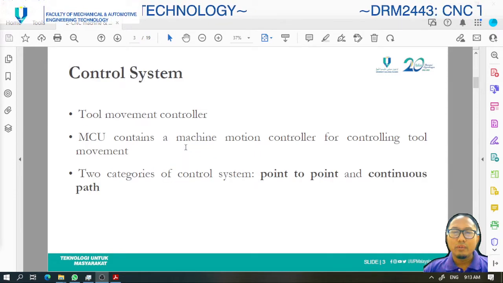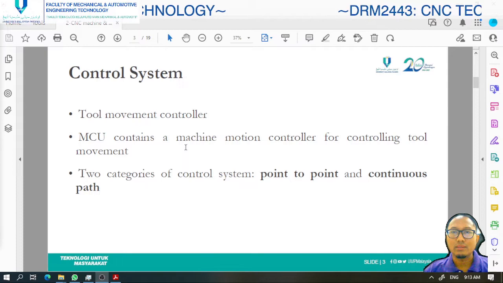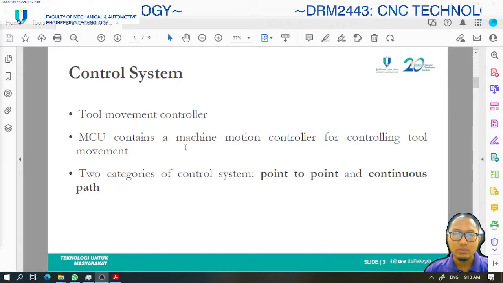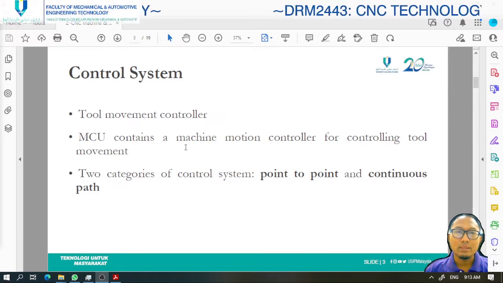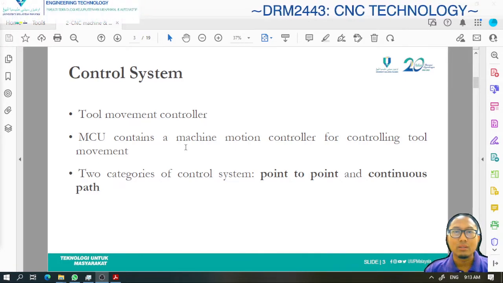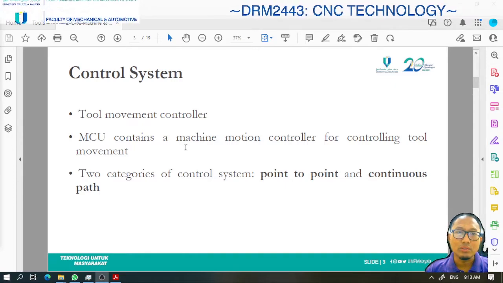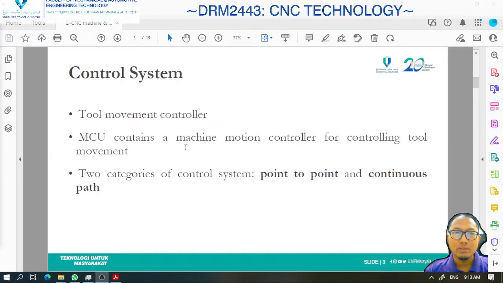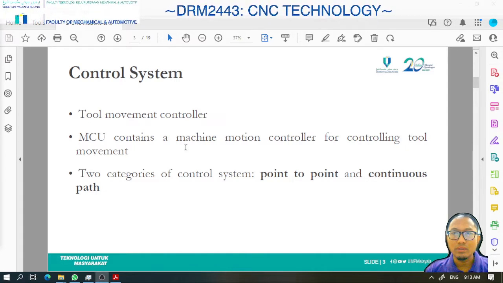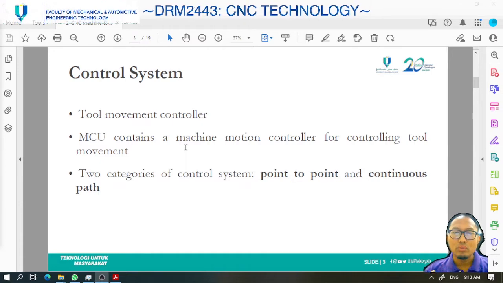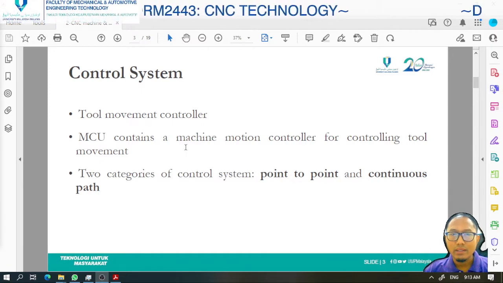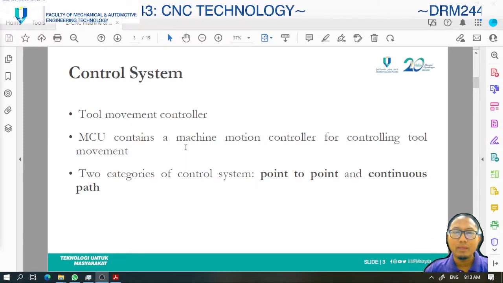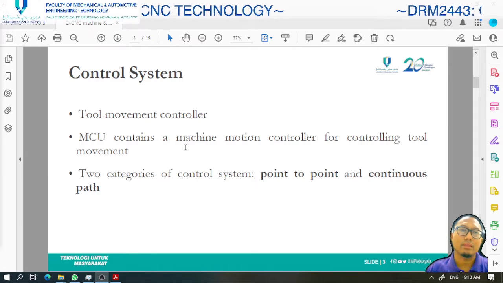For CNC, as the name says, computer numerical control, will have its own control system. Basically, the control system for a CNC is a system which controls the tool movement. The MCU, the machine control unit, contains a machine motion controller for controlling the tool movement. The tool movement itself can be categorized into two different categories. The first one is point to point, and the second one is continuous path.